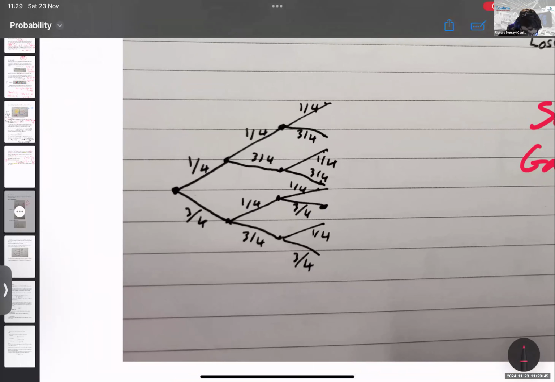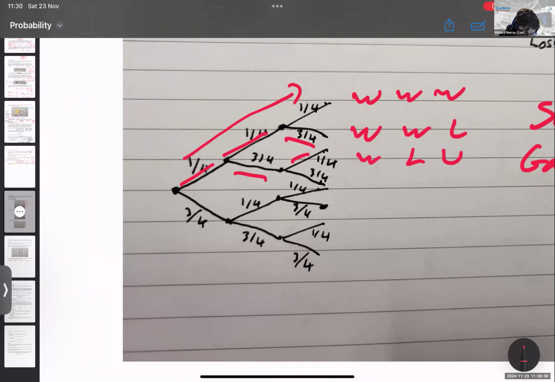So we can see that if we follow the winning arm, this is a win, followed by a win, followed by a win. We can also have a win, win, lose. We can have win, lose, win. We can have win, lose, lose. We can also have lose, win, win, and all the other versions.